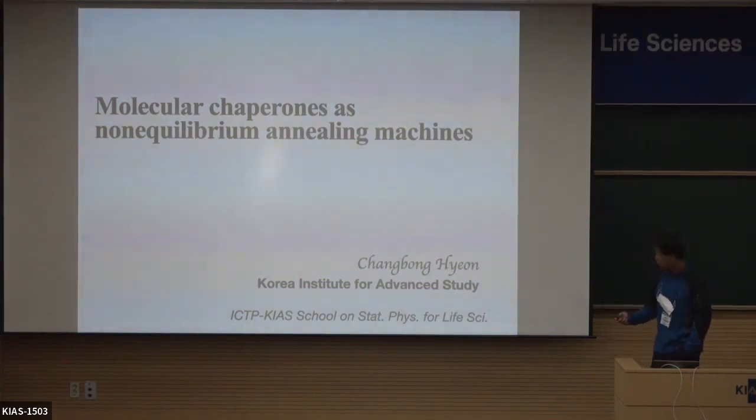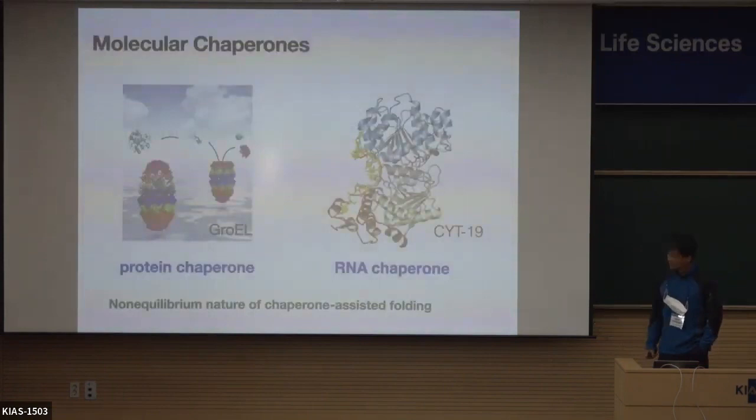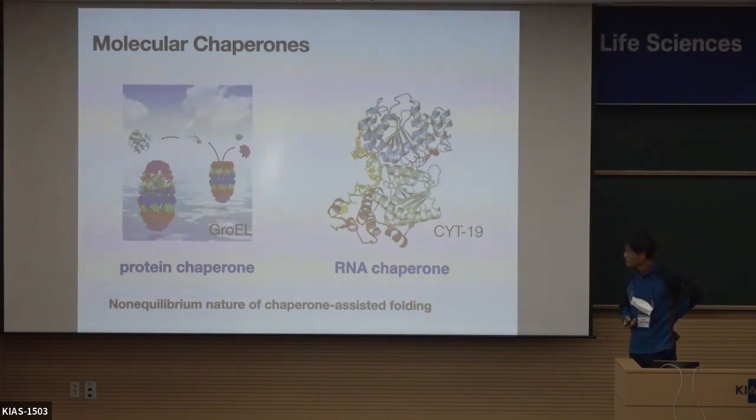So molecular chaperone, what is the molecular chaperone? Molecular chaperones are cellular machinery that consume a large amount of ATP to help protein or RNA to fold into their functionally competent state, the native state.